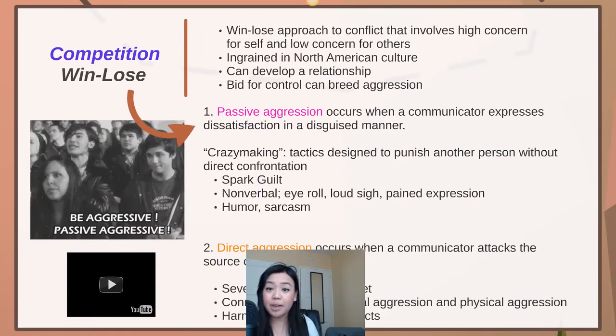All right, moving right along. The next one is competition. Competition is always an interesting one because I think it says so much about how healthy a relationship can be when competition is present. And I know that sounds a little contradictory, but let me explain a little bit more.